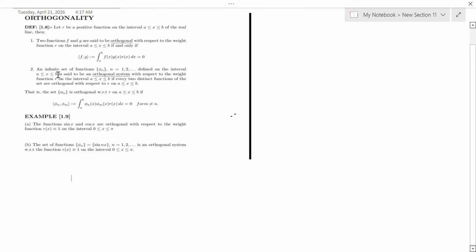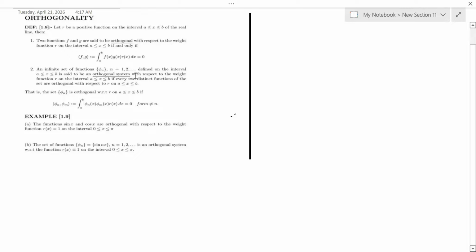Two, an infinite set of functions. So it's possible for me to have a set of functions. This set could have infinite functions in it as its members. So you see, when n is equal to 1, 2, all the way to infinity, you can have phi of 1, phi of 2, phi of 3, depending on what n assumes. So that is why it is called a set of functions defined on the interval a comma b, said to be an orthogonal system.